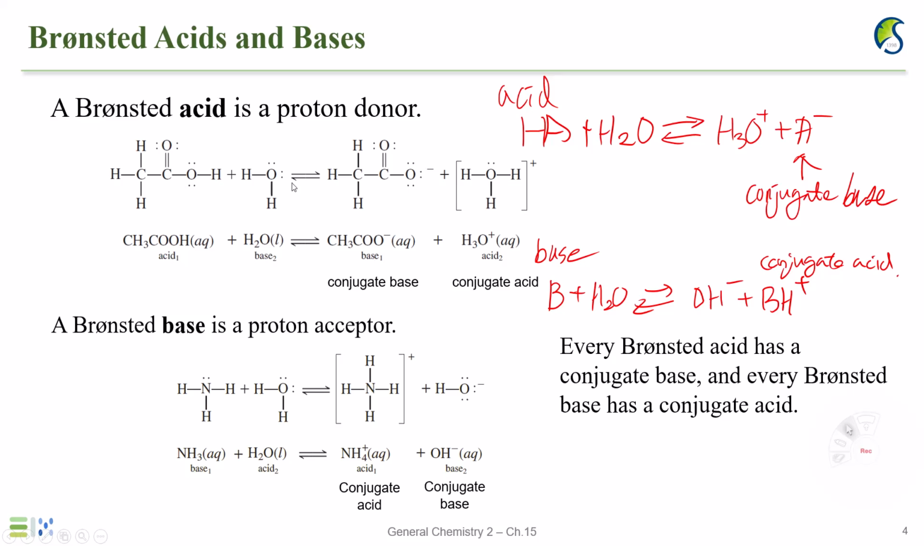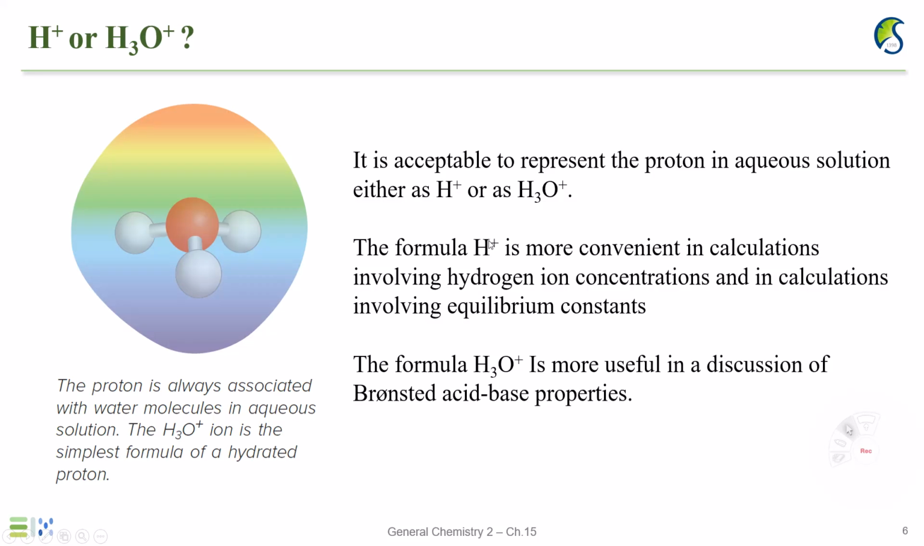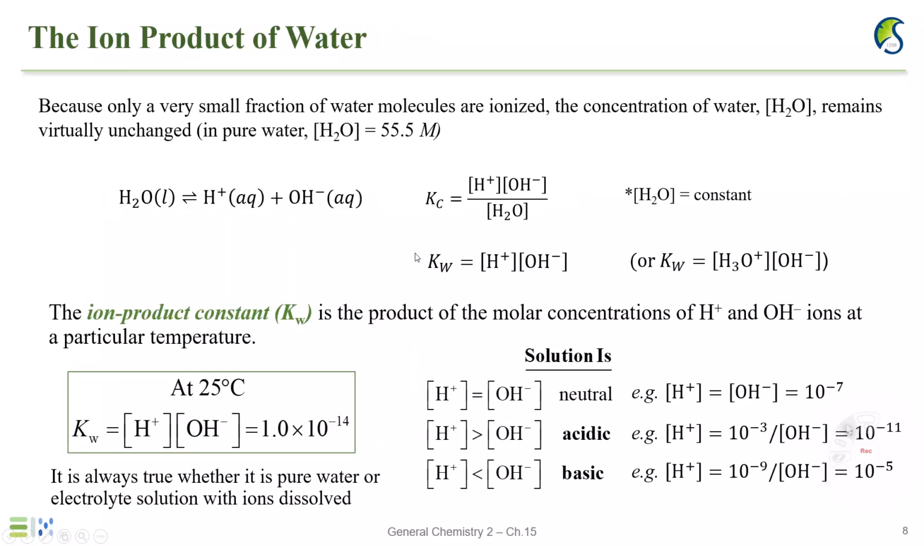So after learning the concept of Bronsted acid and base, you learn some concept about the ion product constant of water, Kw, where the concentration of H plus times the concentration of OH minus is a constant, always 10 to the minus 14 at 25 degrees Celsius. This is also a very important relationship you must remember.